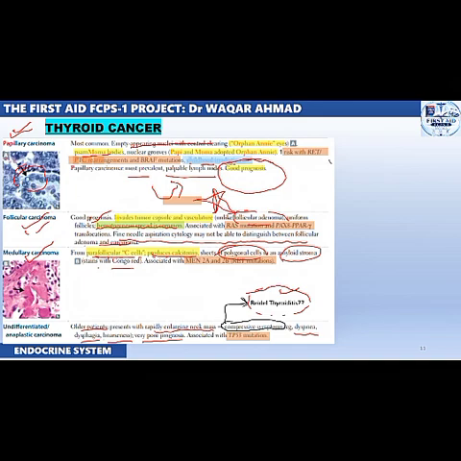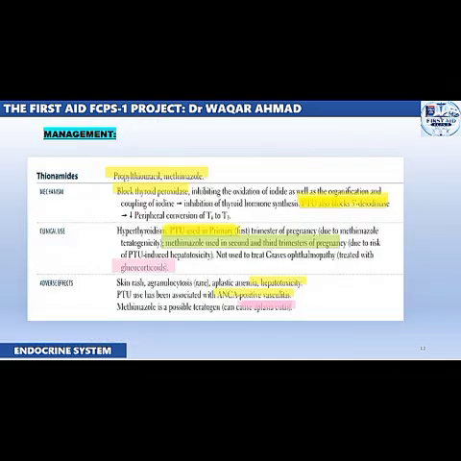Papillary carcinoma is associated with RET/PTC rearrangements and BRAF mutations, follicular carcinoma with RAS mutation and PAX8-PPAR gamma translocations, medullary carcinoma with MEN2A and MEN2B mutations, and anaplastic carcinoma with TP53 mutation. Now, coming to the management.